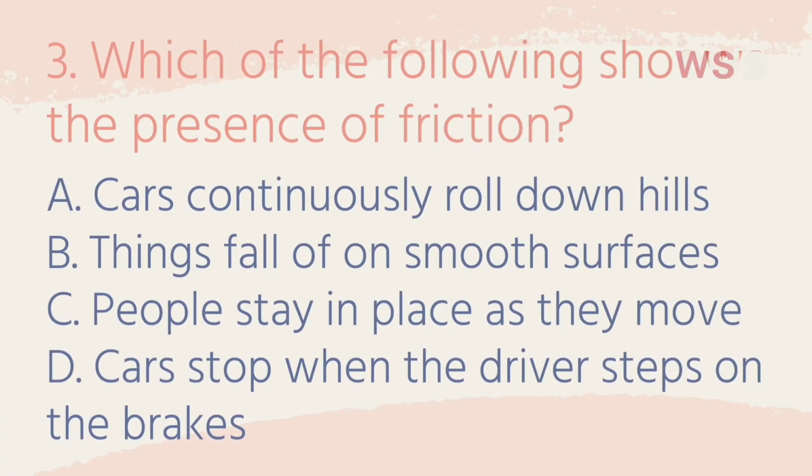Number 3. Which of the following shows the presence of friction? A. Cars continuously roll down hills. B. Things fall on smooth surfaces. C. People stay in place as they move. D. Cars stop when the driver steps on the brakes.